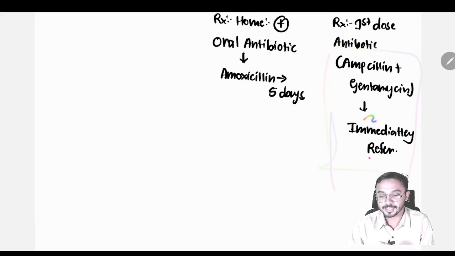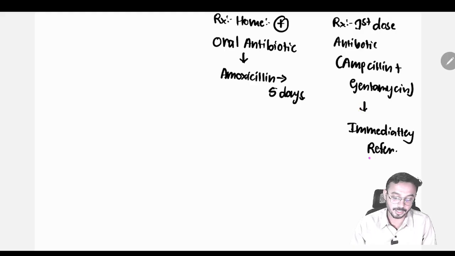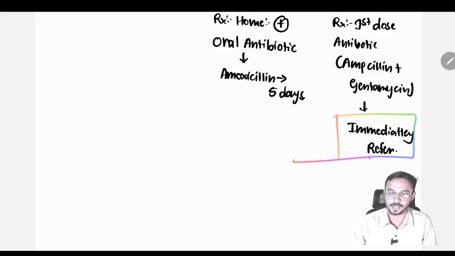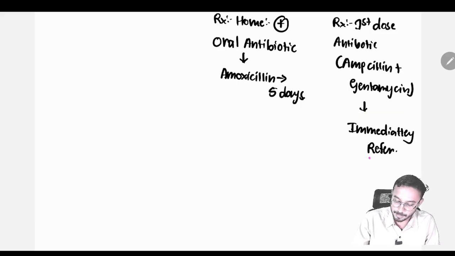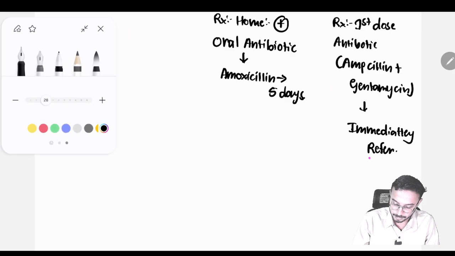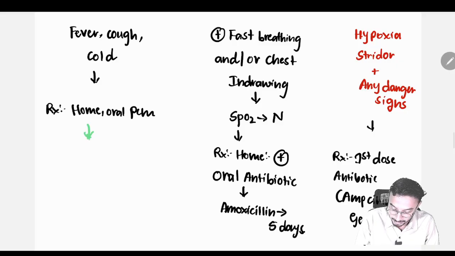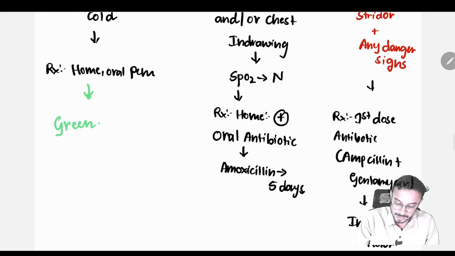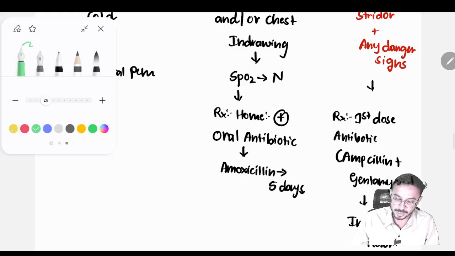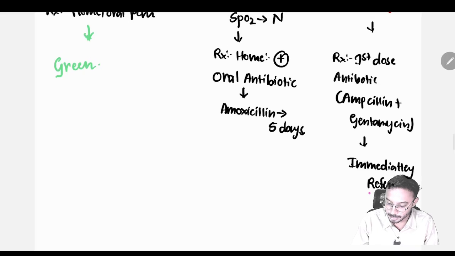And one thing: all of these will come to the PHC, and at the PHC, after giving this, you should immediately refer the child. Okay. Some color coding is given: IMNCI will tell that green color is used if the child has no pneumonia. If the child has pneumonia, which color is used? Yellow color.